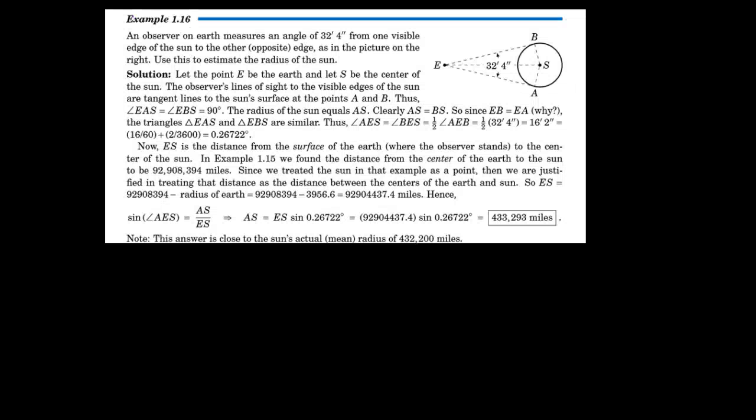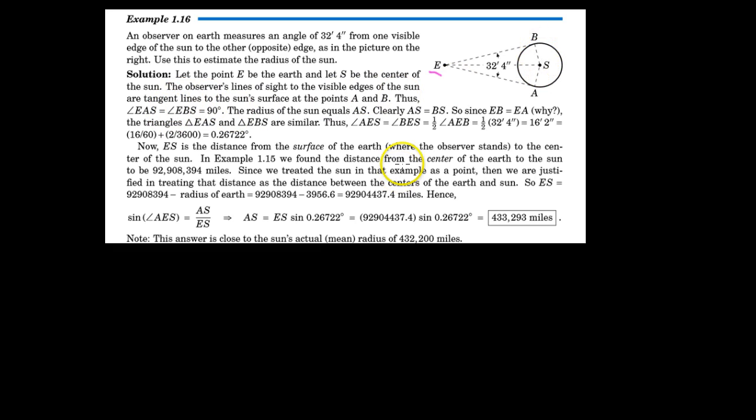So example 116, this is the last example that we're going to do today, is that an observer on Earth measures an angle, and it's 32 minutes 4 seconds from one visible edge of the sun to the opposite edge. So here is the observer on Earth. This is the angle that it creates, 32 minutes 4 seconds, and we're looking at the sun in this case. I think you guys are going to look at the moon in your problem. So they're saying let E be the Earth and S be the center of the sun.